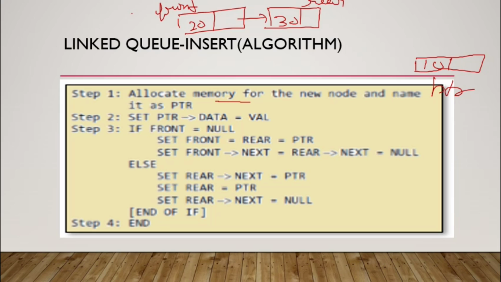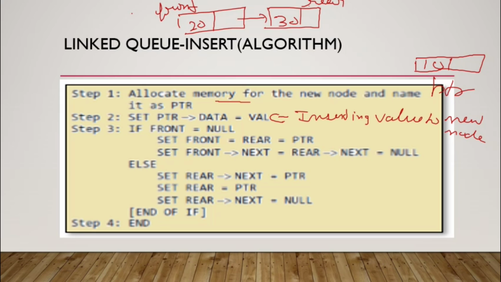So we need to insert behind this. Remember pointer. What do I do? Set pointer of data is equal to val. So, inserting value to the new node. Okay. Next, if front is equal to null, students, we are not speaking about this case. Okay. What we are speaking about is the else case.